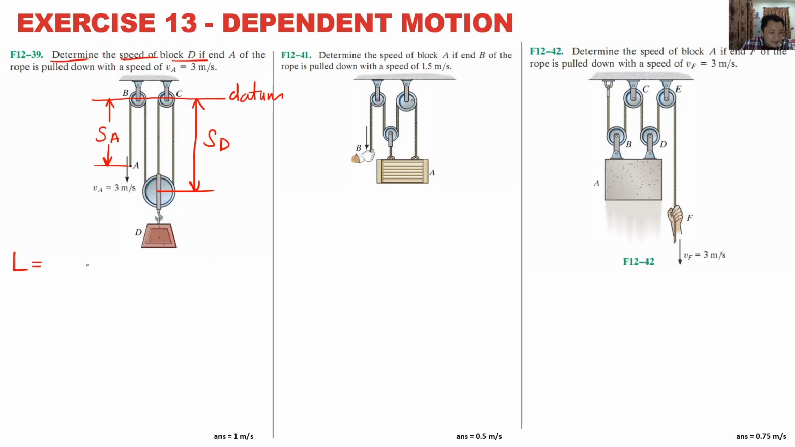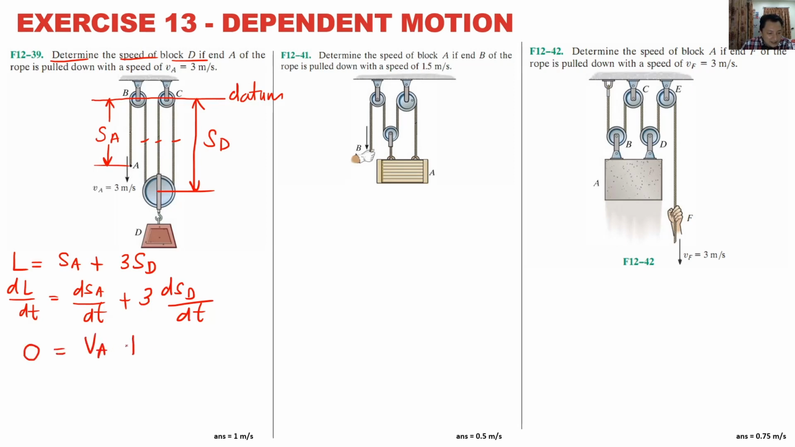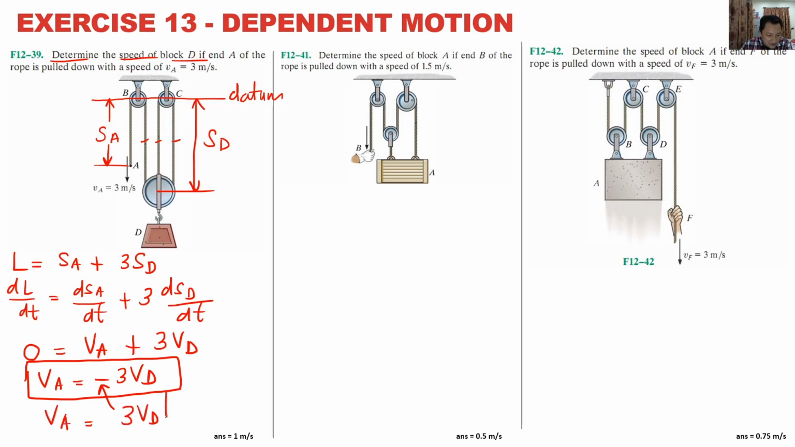So the length of the cable equals what? SA plus 1, 2, 3, 3SD. So dL over dt, the length does not change, so it is zero, right? So you get dSA over dt plus 3dSD over dt. Easy case, this becomes 0. This becomes what? VA plus 3VD, or VA equals negative 3VD. This is the answer. The negative shows that one goes up, the other goes down. So the ratio is actually VA is equal to 3VD. If you don't consider the direction, choose this one. VA is 3 meters per second.